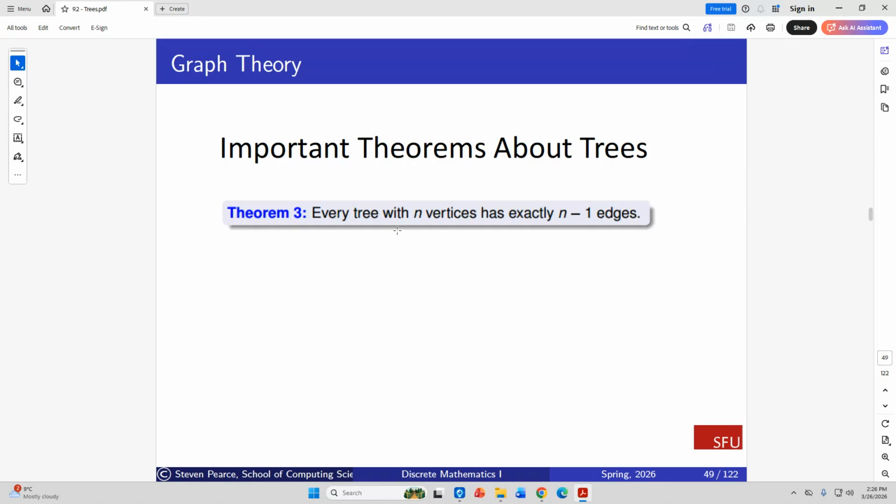Theorem 3: every tree with n vertices has exactly n minus 1 edges. This is kind of like the idea that you have, come on, it's so obvious. You've got a series of multiplications being added together, just like in matrix multiplication. So you've got a times b plus a1 times b1 plus a2 times b2 plus dot dot dot all the way to an times bn.